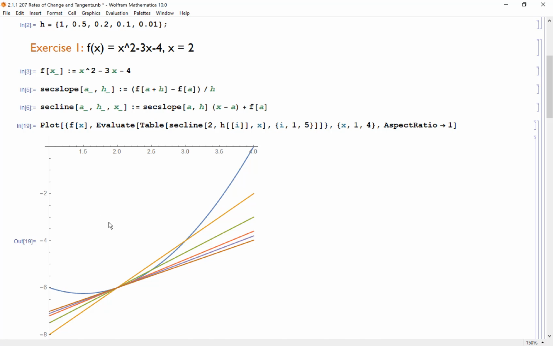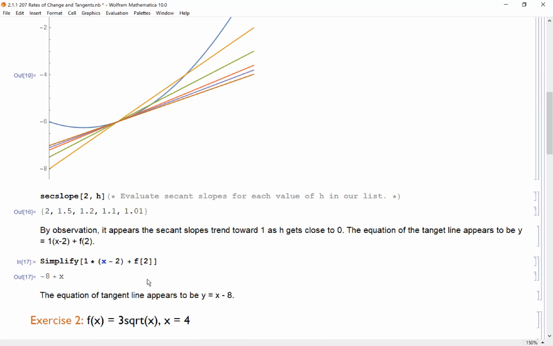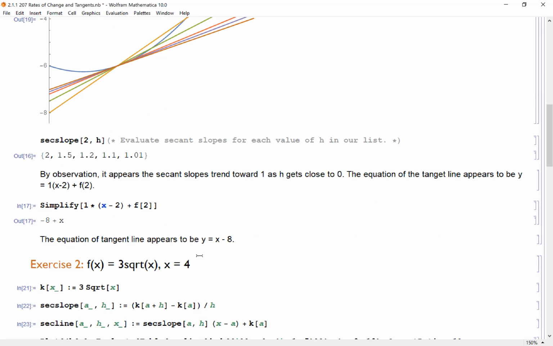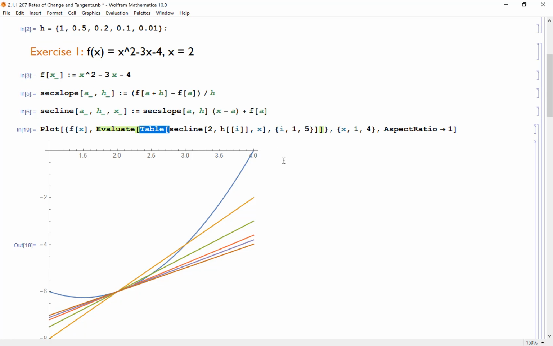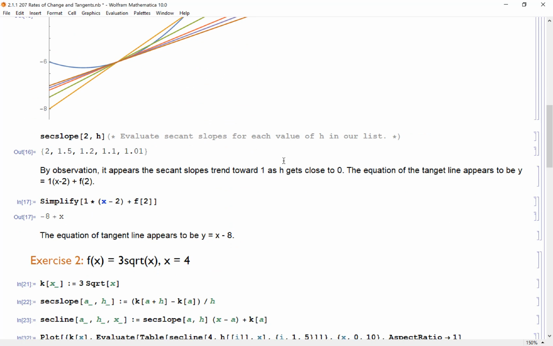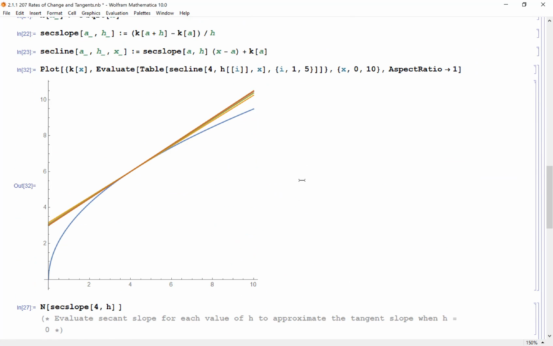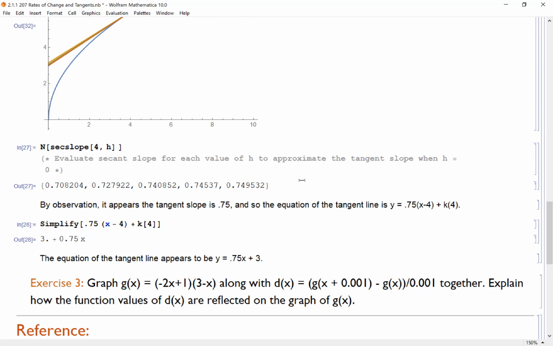Understand what we're trying to do with secant slope and the trend of those slopes to help us find the equation of a tangent line and what that means. But then also look at how we're doing this with Mathematica. We're defining functions, we're doing a plot, and we did a table, which is kind of weird. That's okay. You don't have to know how to do that quite yet. We'll get into that more. But hopefully you can see how Mathematica can be useful in tackling problems like this.